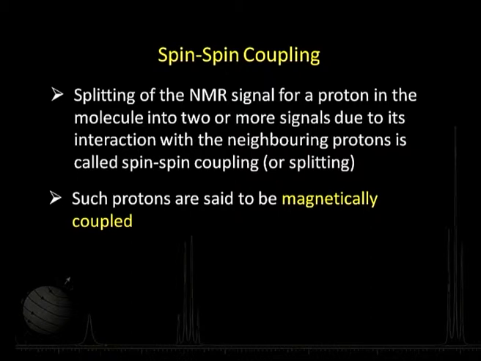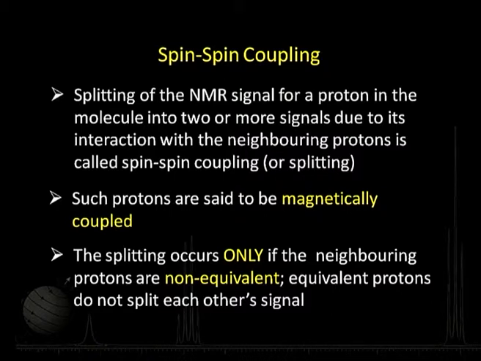Splitting actually is a consequence, coupling is a cause. Coupling means there are two protons that are interacting; that interaction or coupling is the cause, and because of that coupling there is a splitting in the lines. Such protons are said to be magnetically coupled because the magnetic influence of each other is causing this splitting. The splitting occurs only if the neighboring protons are non-equivalent. That is very, very important to us. If the protons are equivalent, they will not split each other. That is a very important thing we have to bear in mind.